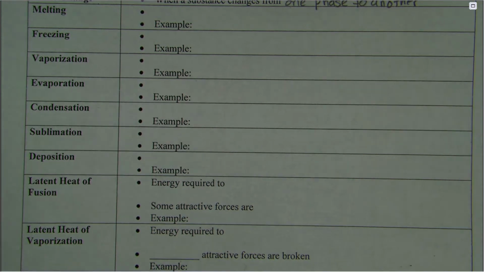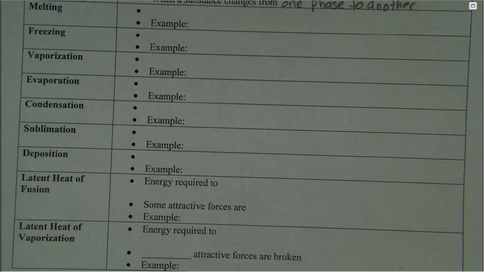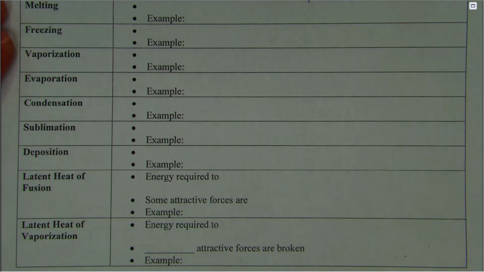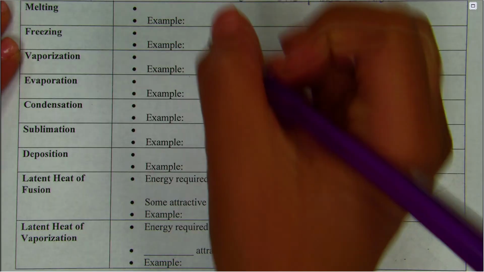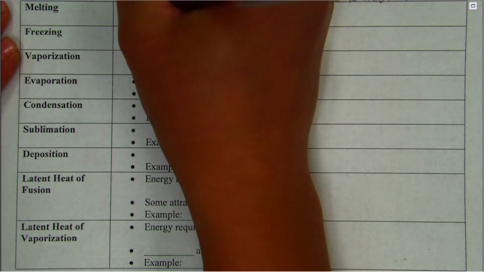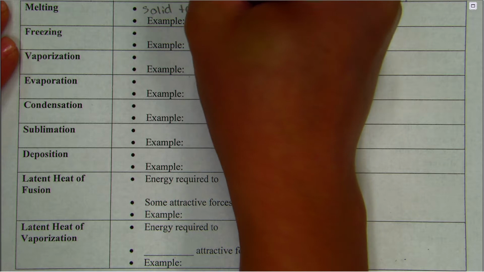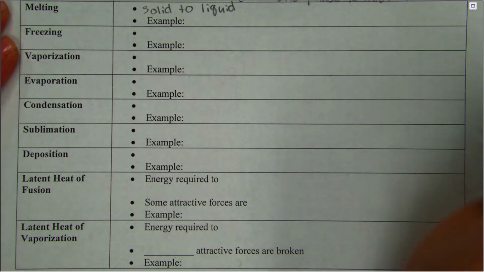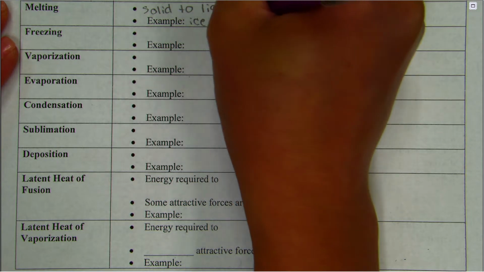So this is our last set of notes for this unit, and some of this may be a review, but let's go through it anyway, all right? What does melting mean? Melting means that we go from a solid to a liquid. And an example of that could be ice melts into liquid water.